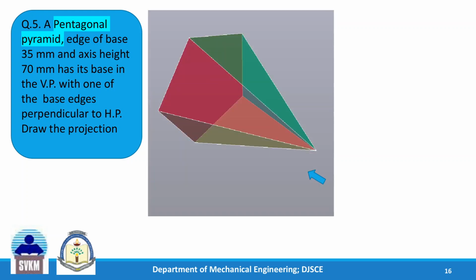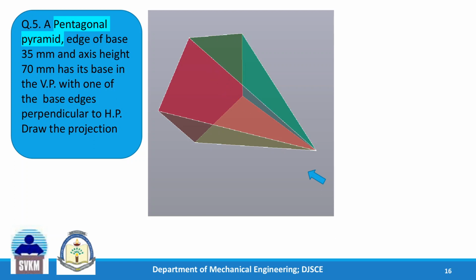This is how we are seeing it from this side. Now it is on the VP, because something is there on the VP, so you have to keep it on the VP. When you see it from the front, you will see that polygon in the front view. In the front view, we will see the pentagonal plane plus the slant edges.